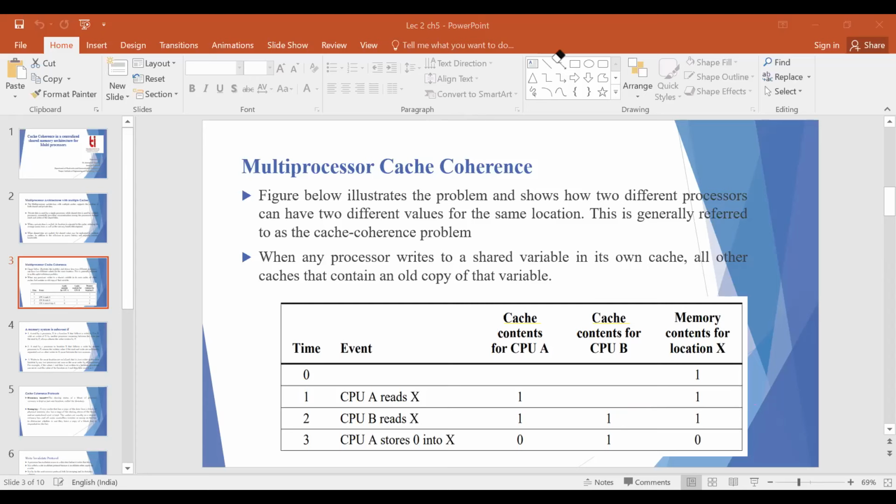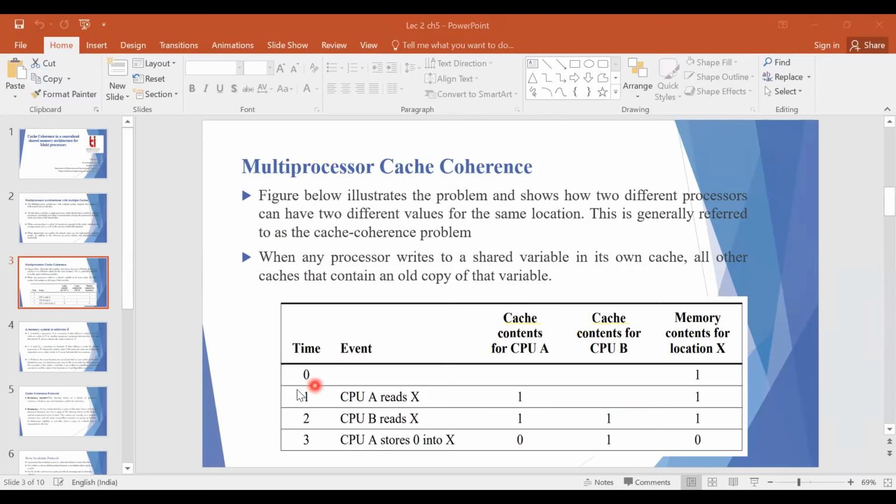Okay. Yes. Now, what is actually a cache coherence problem? We can explain with the help of this diagram, right? So the figure below illustrates the problem and shows how two different processors can have two different values for the same location, and this is referred to as the cache coherence problem. When any processor writes to a shared variable in its own cache, all other caches must contain the new copy. If they have the old copy, that is called as cache coherence problem.